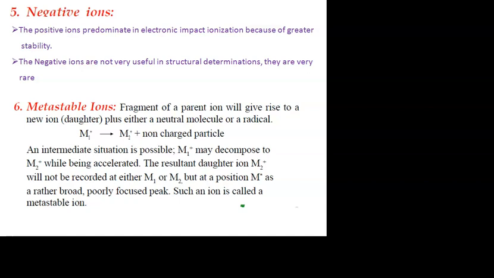Then metastable ions. These are fragments which are also called daughter ions, which are afterwards converted into their proper charged ions. That is why it is called a metastable ion.